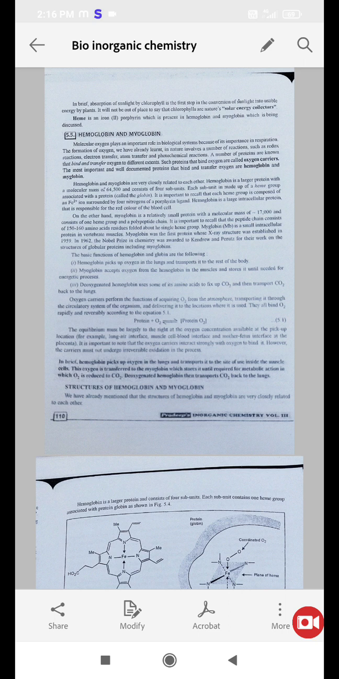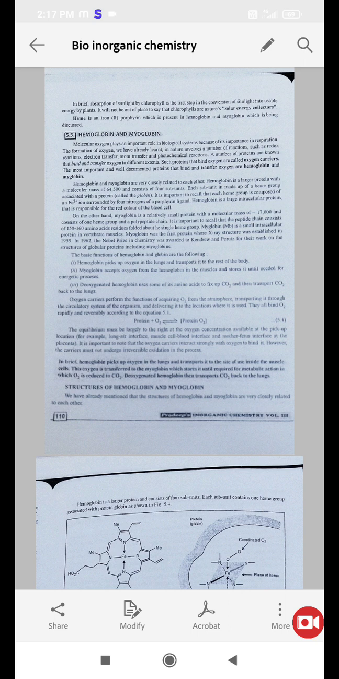The basic functions of hemoglobin and myoglobin are as follows. Hemoglobin picks up oxygen in the lungs and transports it to the rest of the body. Myoglobin accepts oxygen from the hemoglobin in the muscle and stores it until needed for energetic processes. Deoxygenated hemoglobin uses some of its amino acids to fix carbon dioxide and then transports carbon dioxide back to the lungs. Oxygen carriers perform the function of acquiring oxygen from the atmosphere, transporting it through the circulatory system of the organism, and delivering it to the location where it is used.